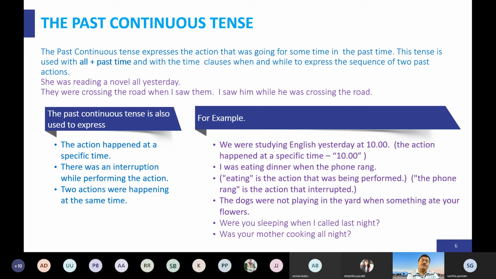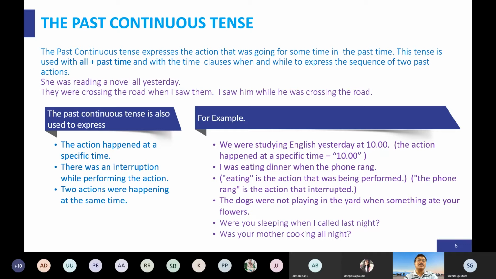Yes, the past continuous tense. We saw the examples and now something more. The past continuous tense expresses an action that was going on for some time in the past. When we talk about the present continuous tense, at the time of speaking, the action was in progress. But in past continuous, at any point of time in the past, the action was in progress, continuous. Okay. So the tense is used with all plus past time.